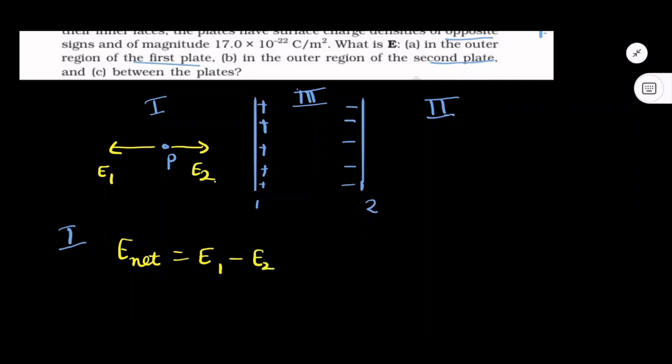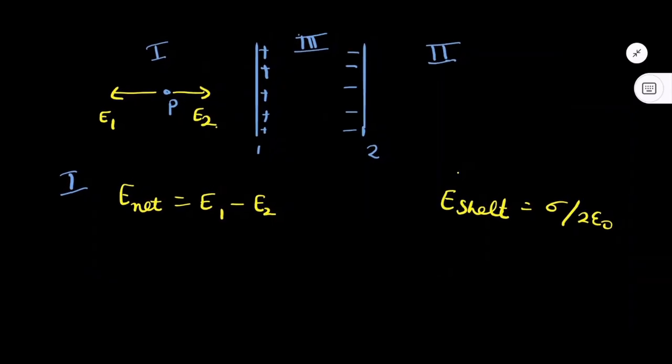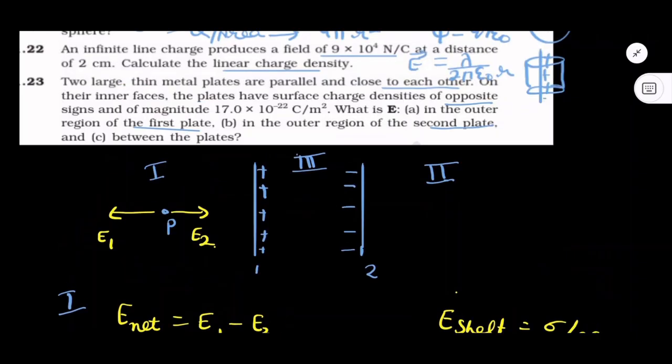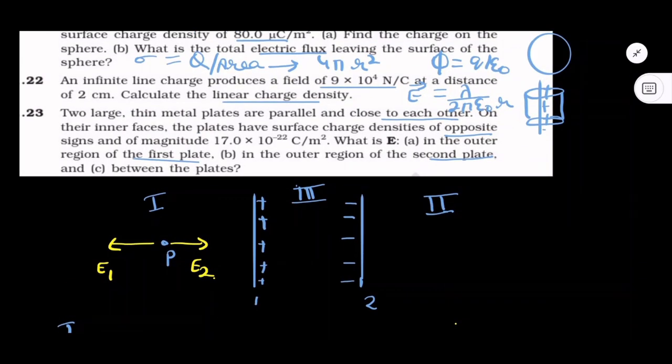So we know that the electric field due to the metal sheet we have calculated is equal to sigma upon 2 epsilon naught. We need to substitute the values here. So for the first we write sigma upon 2 epsilon naught, and again sigma upon 2 epsilon naught, since it is mentioned that they both have the same magnitude. So the magnitude is the same for both the faces.